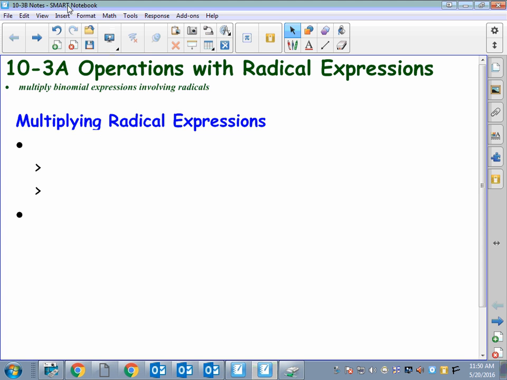These are your 10-3A notes, operations with radical expressions. We're going to just continue with those operations. Yesterday's lesson was on adding and subtracting radical expressions, and today is going to be multiplying radical expressions. We've already multiplied radicals, but we have never multiplied when they are being added or subtracted like a binomial.